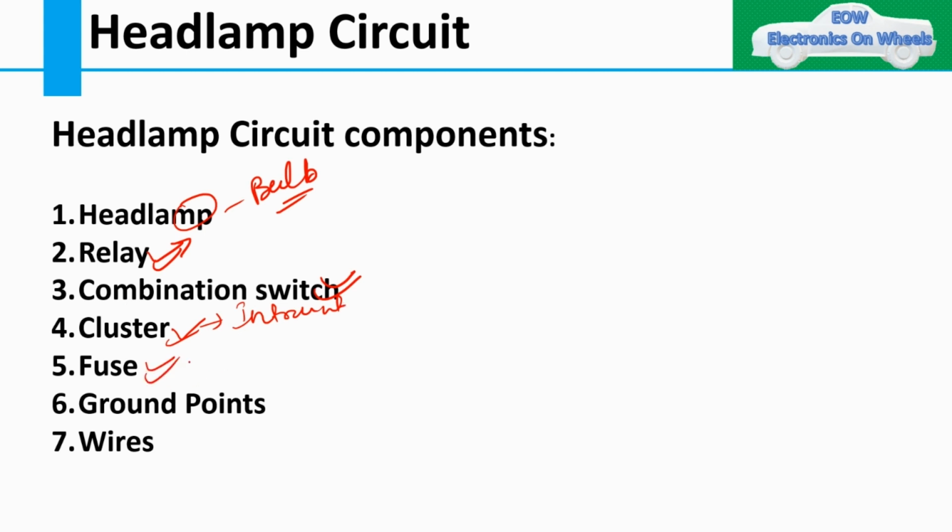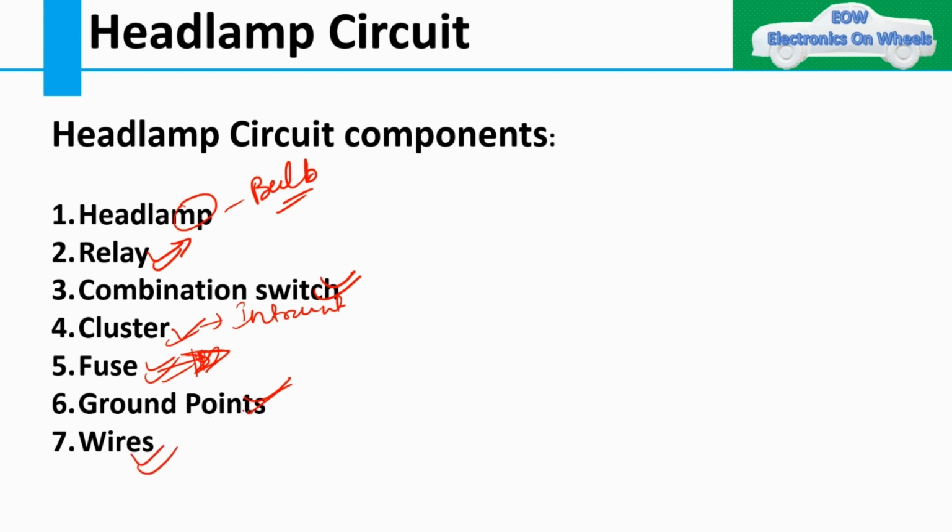Then we will see the fuse. As you know, the fuse is a primary component of any circuit or schematic. Then we will see the ground point. I will not go into much detail on the ground points, because you already know the purpose of giving the ground point: to complete the circuit, or to give the return path to the battery through the chassis.